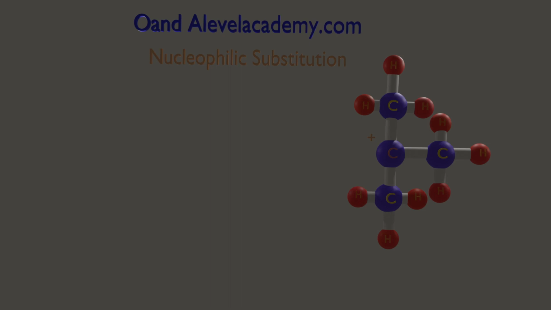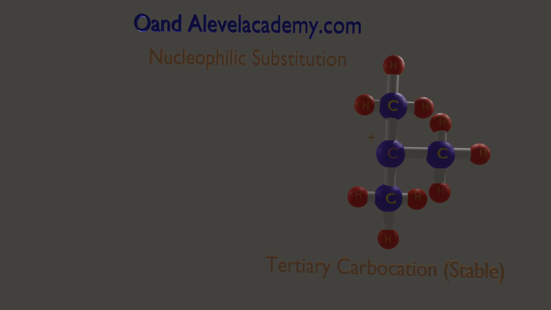In the picture, you can see a tertiary carbocation. Here, you can see that this carbon is positive, and this carbon is not attached to any hydrogen. Rather, there are three alkyl groups attached to it. This particular type of carbocation is very stable.